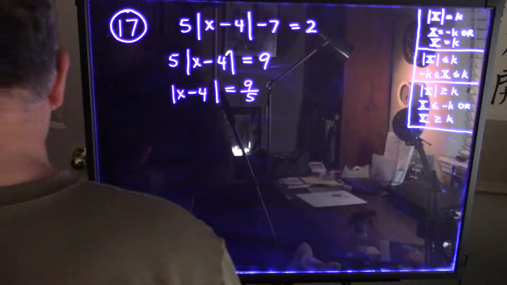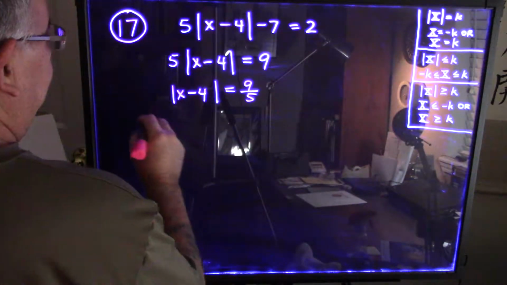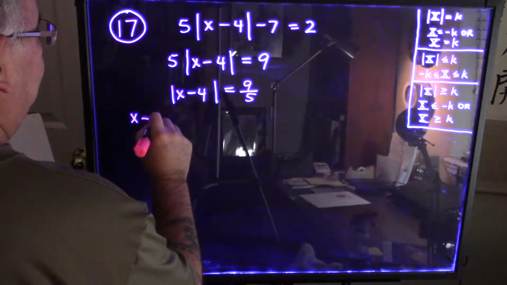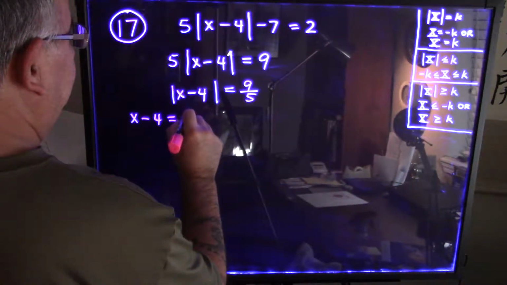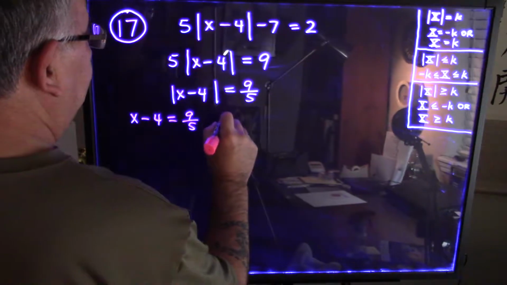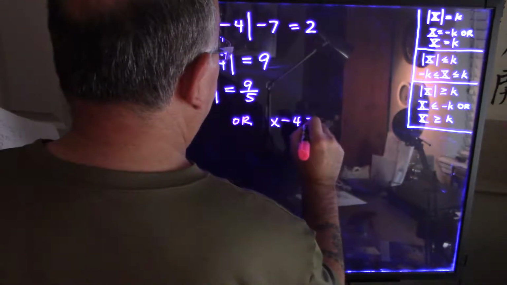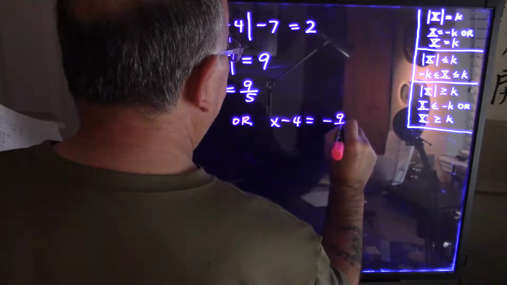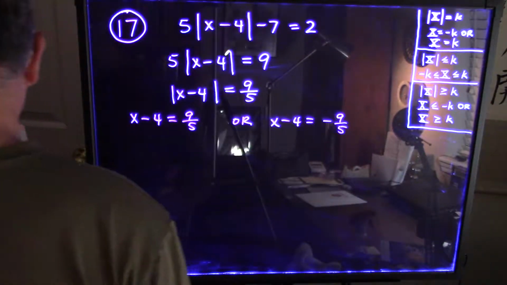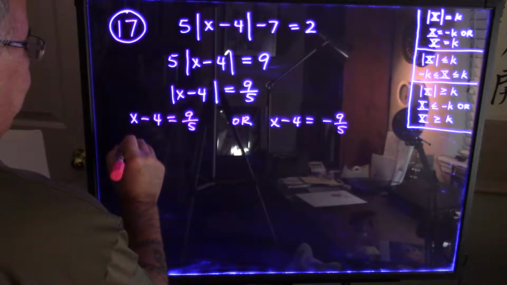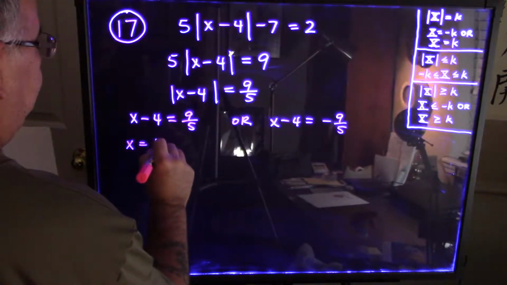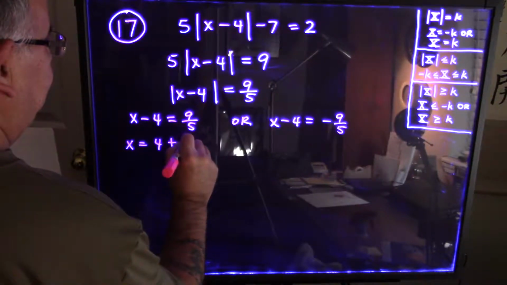Alright. So x minus 4 equals 9/5, or x minus 4 equals negative 9/5. Alright. So add 4 to both sides. x equals 4 plus 9/5.